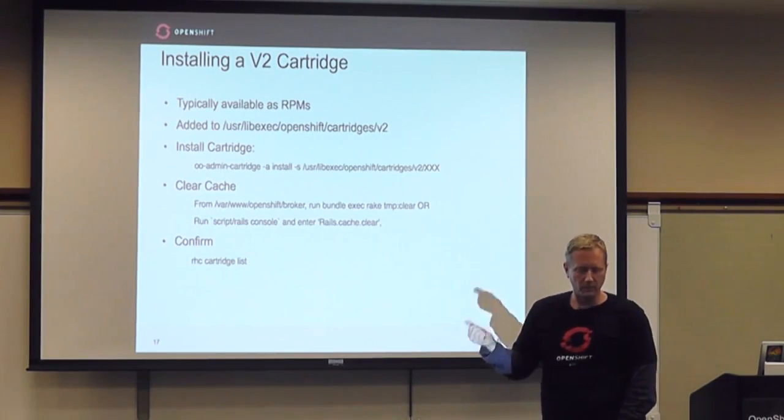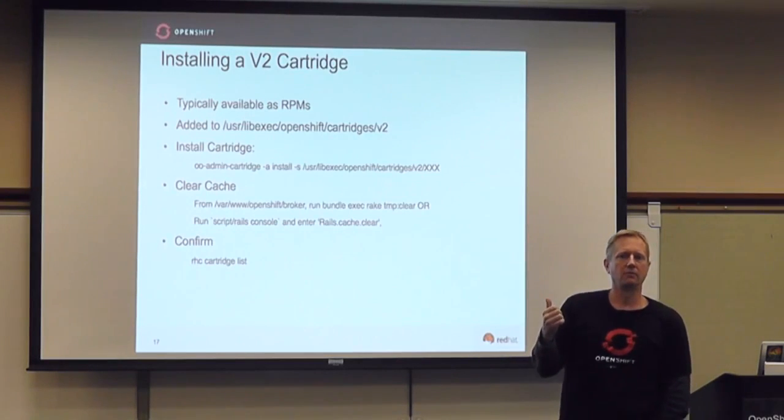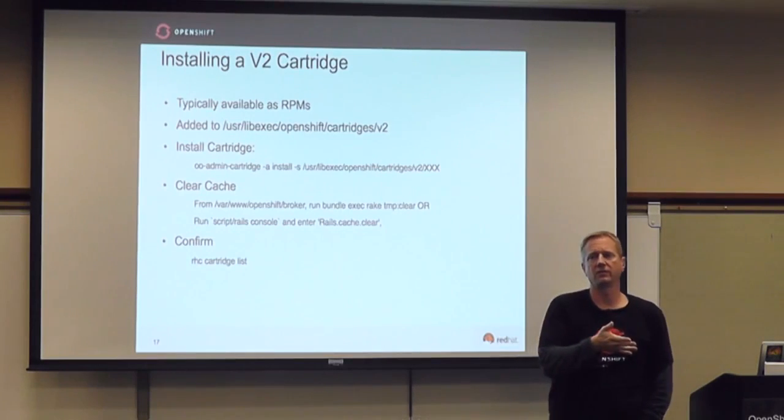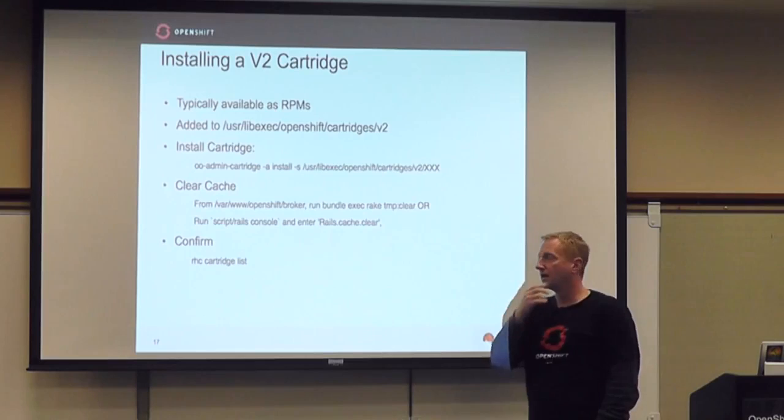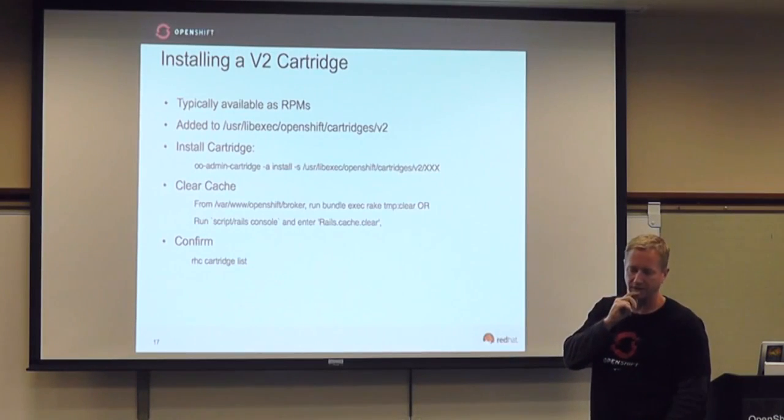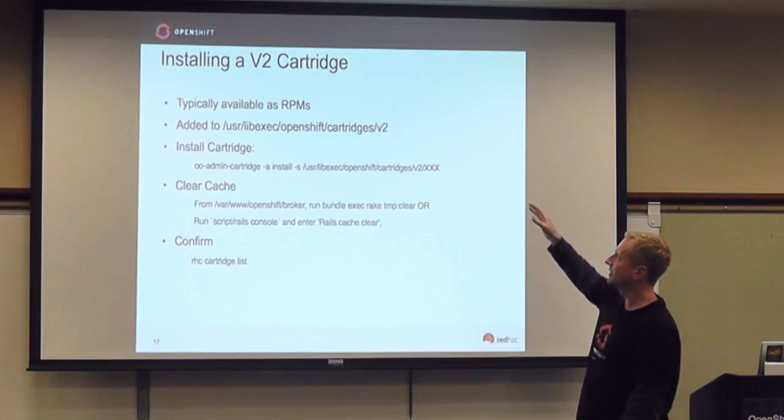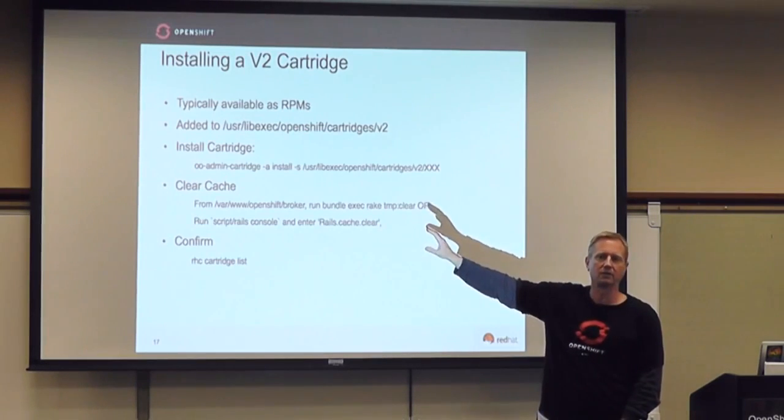Typically, we install everything from RPMs. Everything in Online and Enterprise is installed from RPMs. With Origin, because you've got a lot more control, it may or may not be RPMs, so you don't necessarily have to do this with Origin.